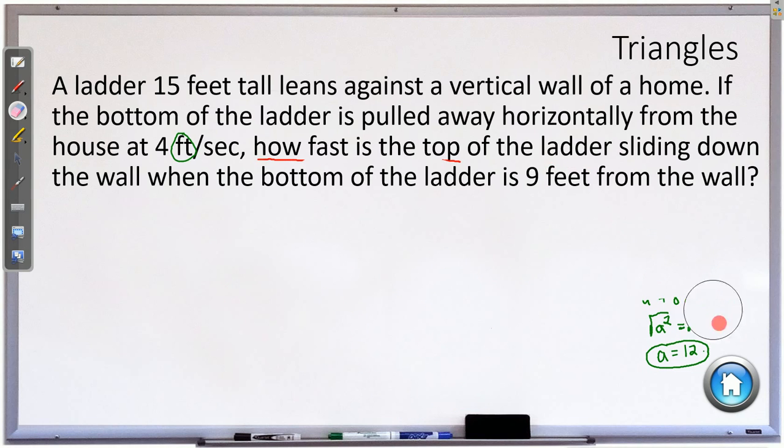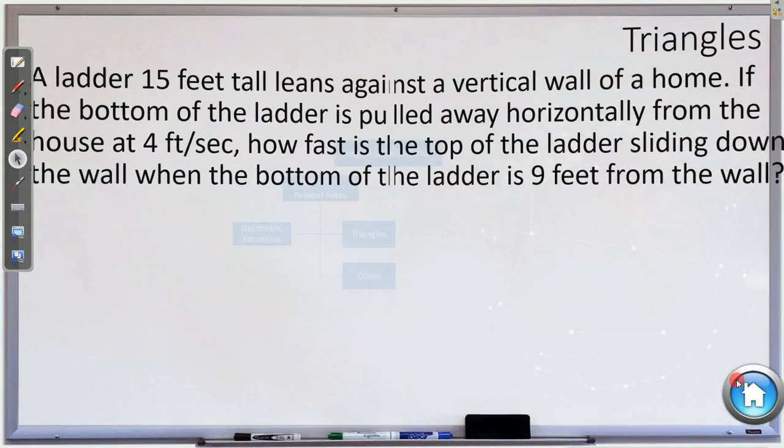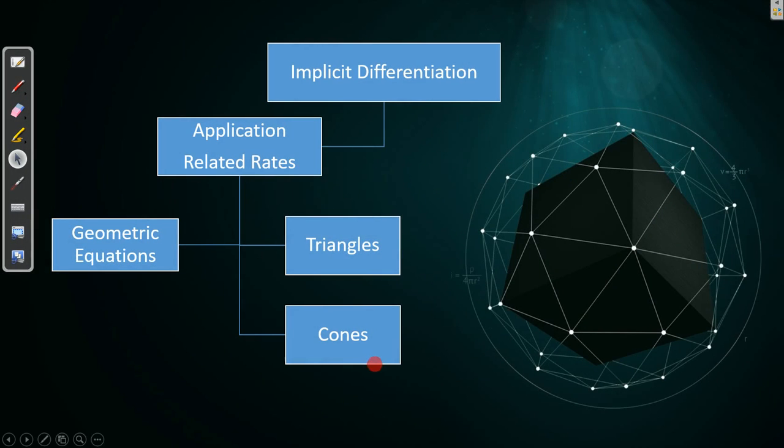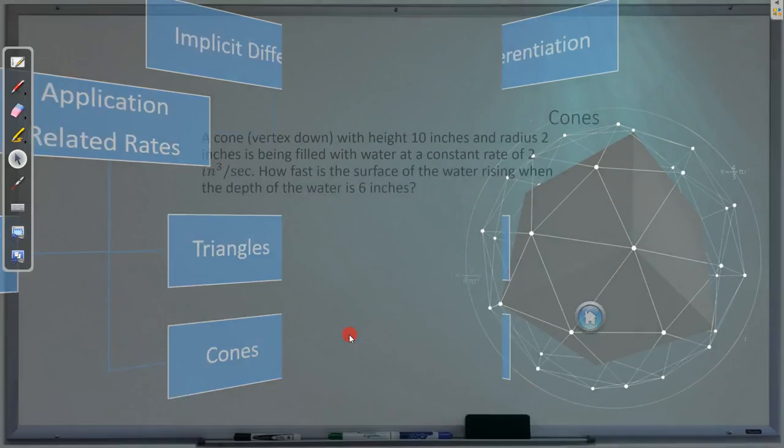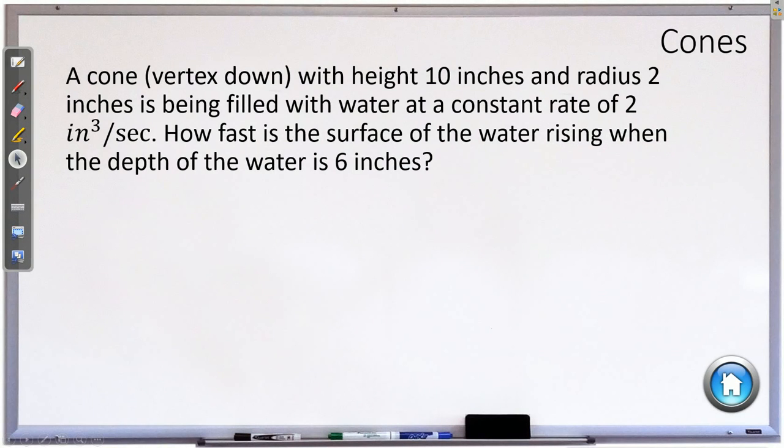All right, so we got triangles out of the way. Those are a popular one. One more shape we want to take a look at. Cones. So cones are usually a little bit harder, but it's a popular one as well. So a cone, vertex down, with a height of 10 inches and a radius of 2 inches, is being filled with water at a constant rate of 2 cubic inches per second.